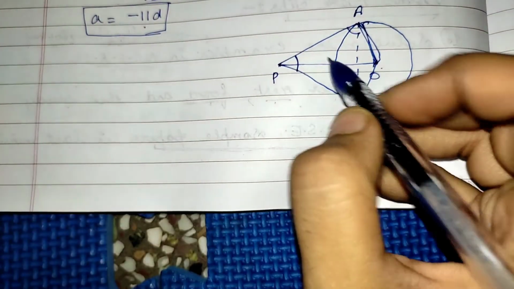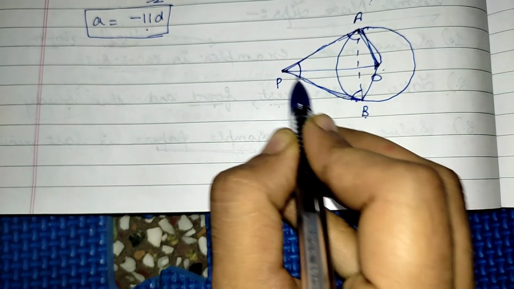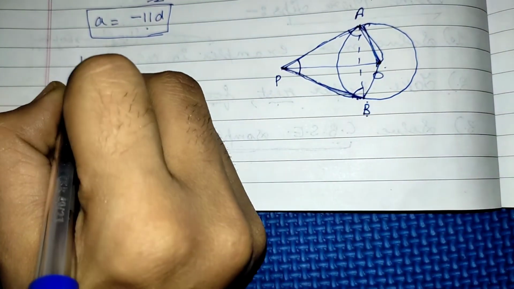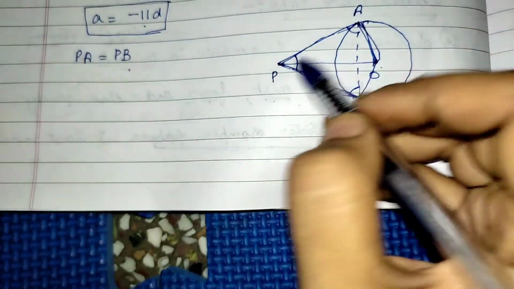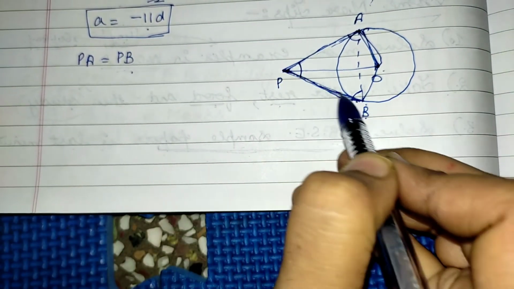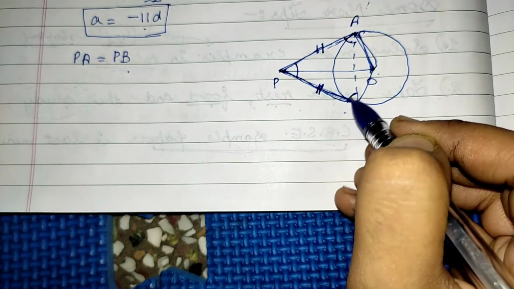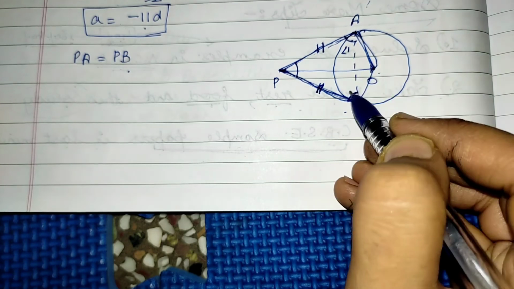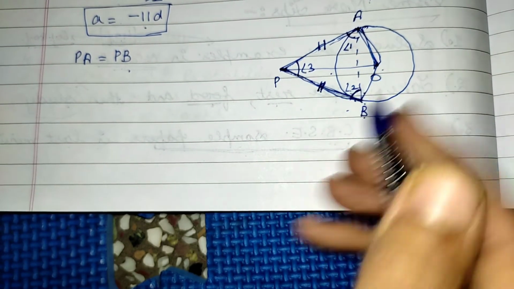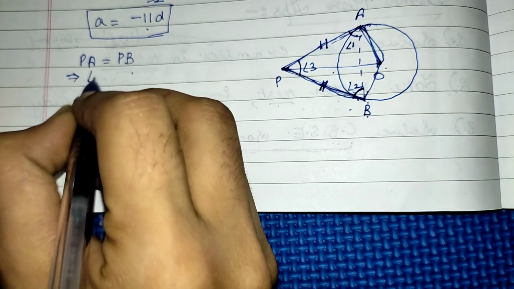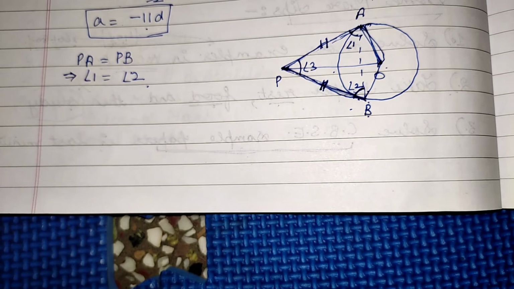Okay, so now we know that these are the two tangents to the circle from a common point. The tangents from a common point to the circle are equal in length, that means PA is equal to PB. If the sides of the triangle are equal, then their opposite angles are also equal. So suppose this is angle 1, this is angle 2, and this complete angle APB is angle 3. So that means my angle 1 will be equal to angle 2.